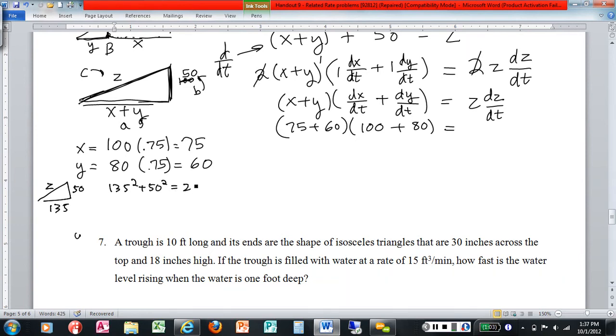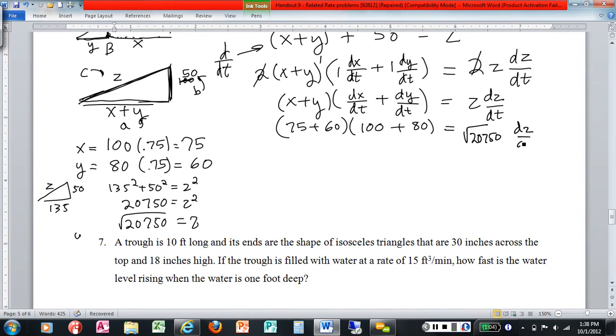And so that would be 135 squared, 18,225 plus 50 squared. Altogether, this is 20,750 is z squared, so square root of that is z. That's what I get. Anybody else get that? Does that sound about right? Believe that? So z is the square root of 20,750.